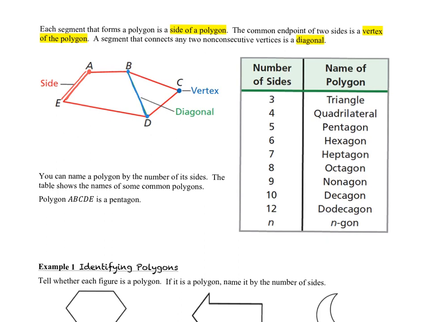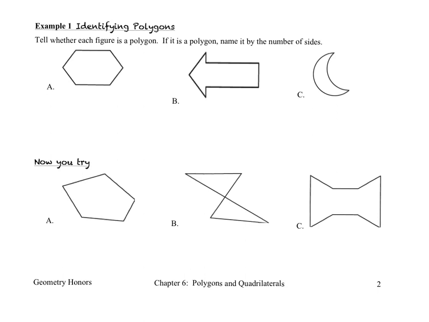And you're going to have to memorize the names of the polygons. So 3-sided triangle, 4 quadrilateral, 5 pentagon, 6 hexagon, 7 heptagon, 8 octagon, 9 nonagon, 10 decagon, 12 is dodecagon. So 11 and 13 and any of the other numbers are n-gon. So 13-gon, 11-gon, 15-gon, etc. You can name a polygon by the number of its sides, as the table shows, and here's an example. Polygon ABCD is a pentagon because it has those 5 vertices, so it's a pentagon.